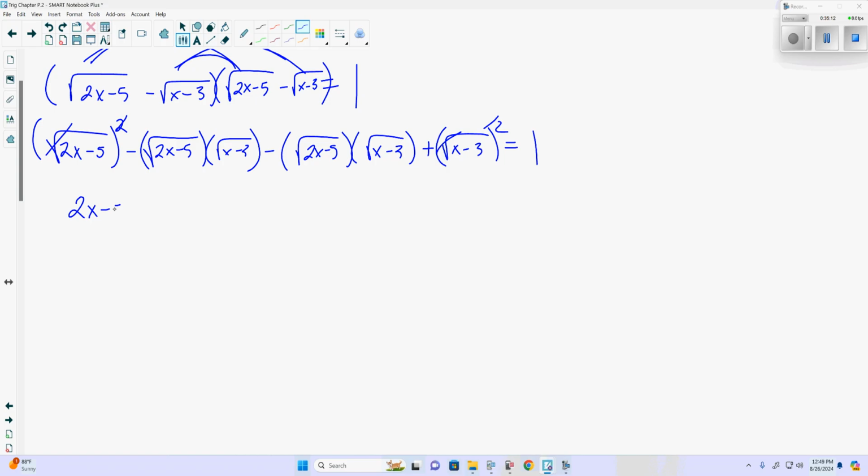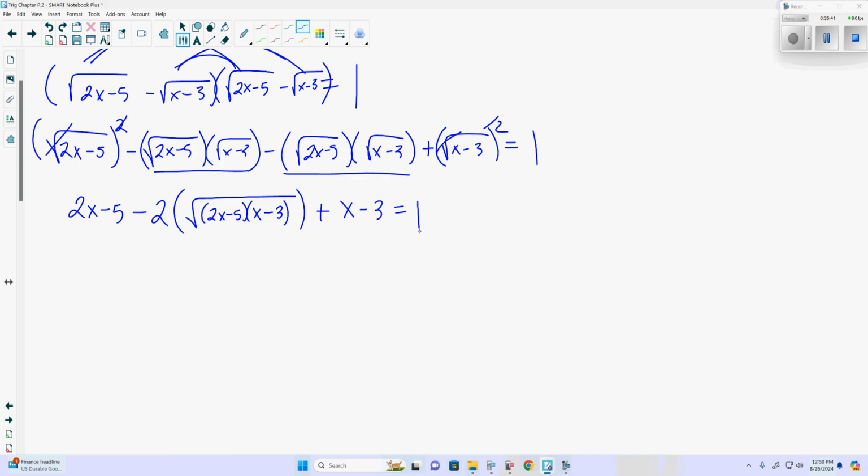So we would have 2x minus 5 minus 2, because we do have 2 of them. Now, whenever you multiply two radicals together, you can multiply what's inside. So it'd be the same as saying the square root of 2x minus 5 times x minus 3 plus. This is why I say get those things apart if you can, so we're not having to multiply radicals with each other.